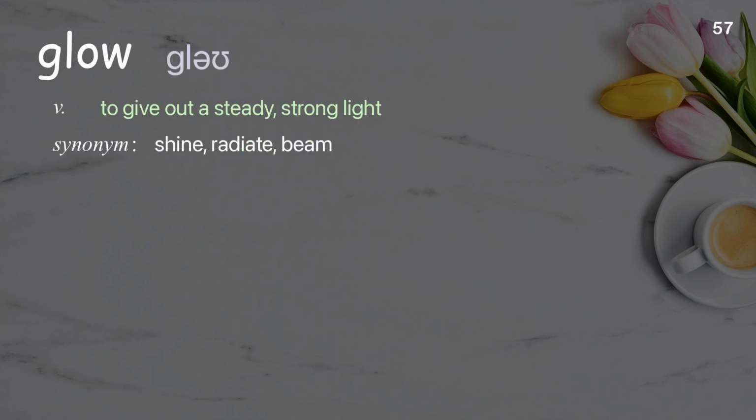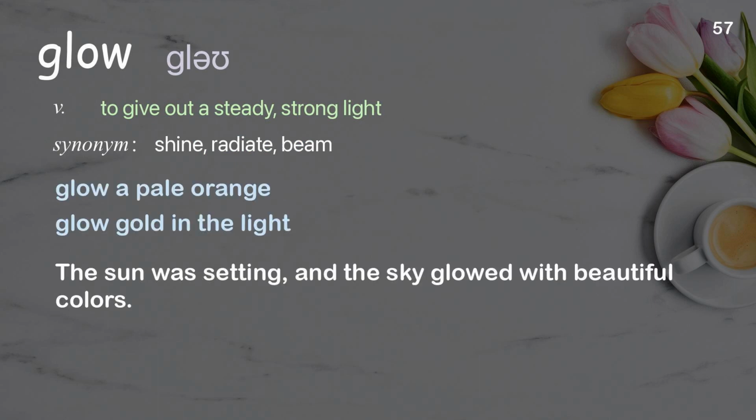Glow. To give out a steady, strong light. Examples: glow a pale orange. Glow golden the light. The sun was setting, and the sky glowed with beautiful colors.